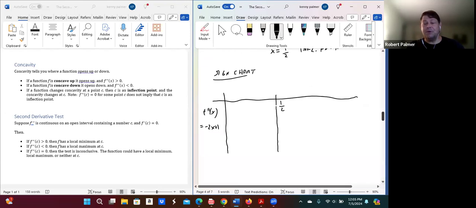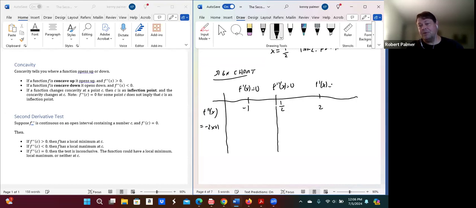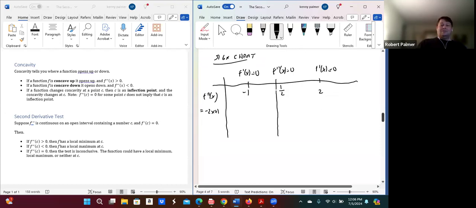Now, also what we can do is we put in right here, once again, this is where our second derivative is equal to 0. Okay, let's put in our critical values as well. So right here at x, this is going to be at negative 1. Remember, negative 1 is one of our critical values. And over here at 2, that's also a critical value.